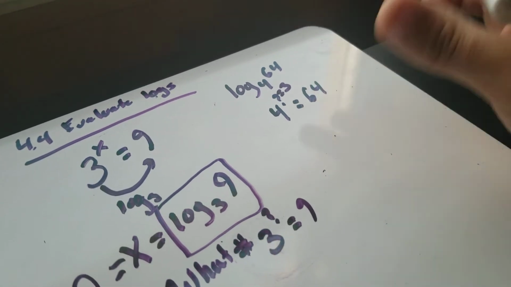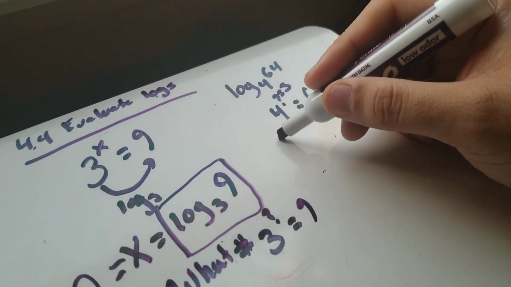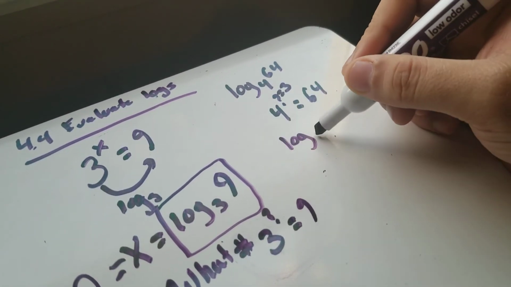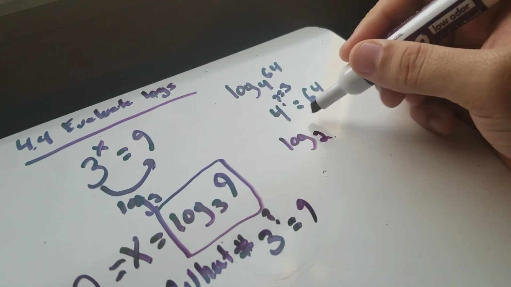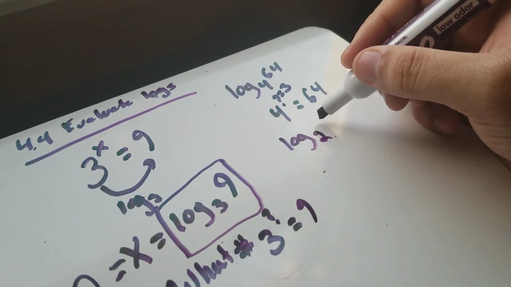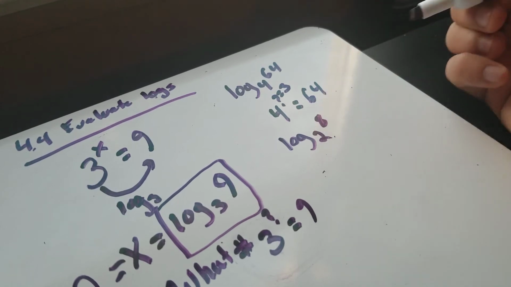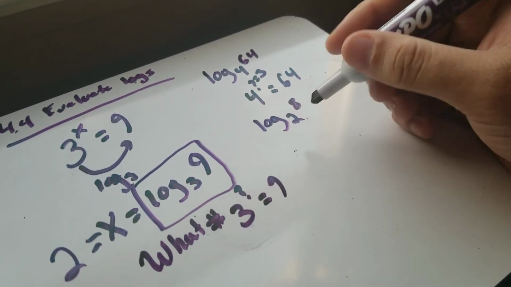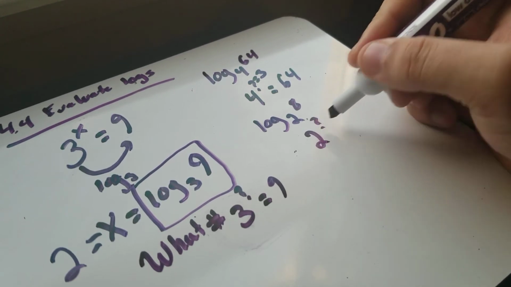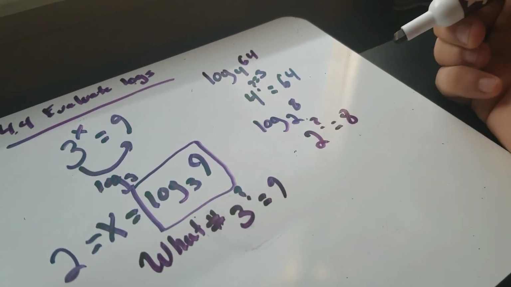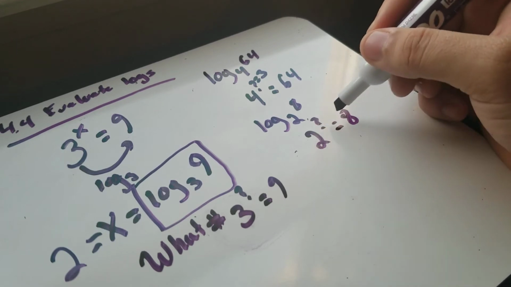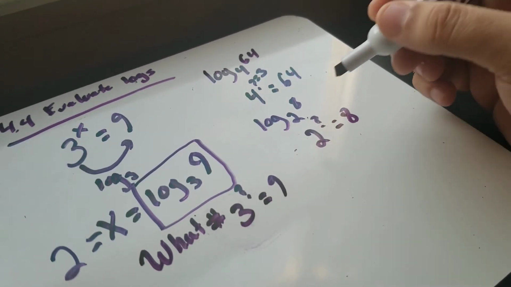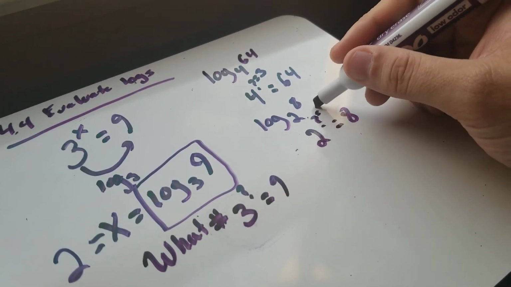All right, let's try another one. How do you set up this? Log base 2 of 8. So what does that mean? Well, 2 to some power gives me 8. What is the power? Happens to also be 3.